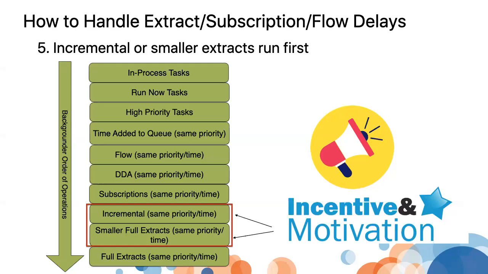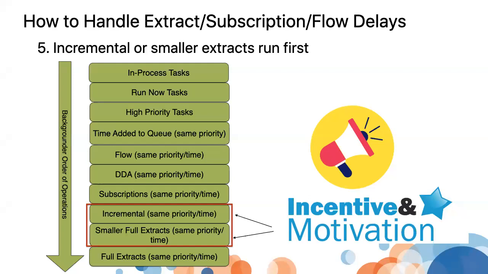See, that's an incentive. You've got to educate your publishers. Let them know if they design more efficient joins, if they design incrementals, they can get less delay than others. That's the incentive, that's the motivation for them to make things better. That's how we as server admins should use those features to educate the publishers.